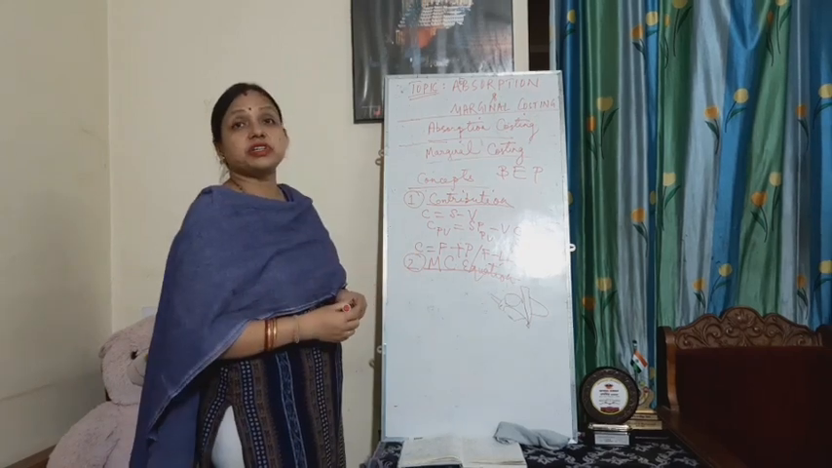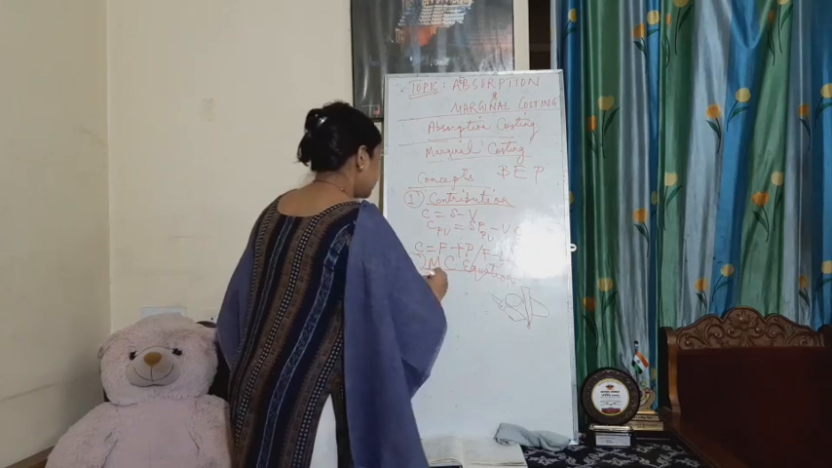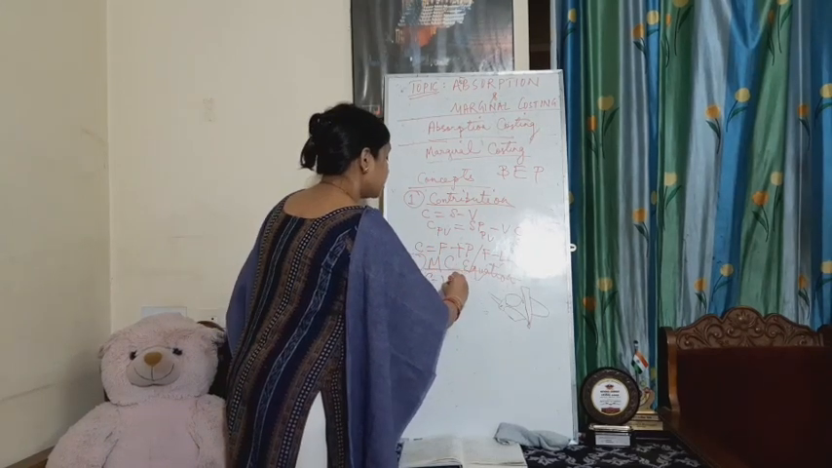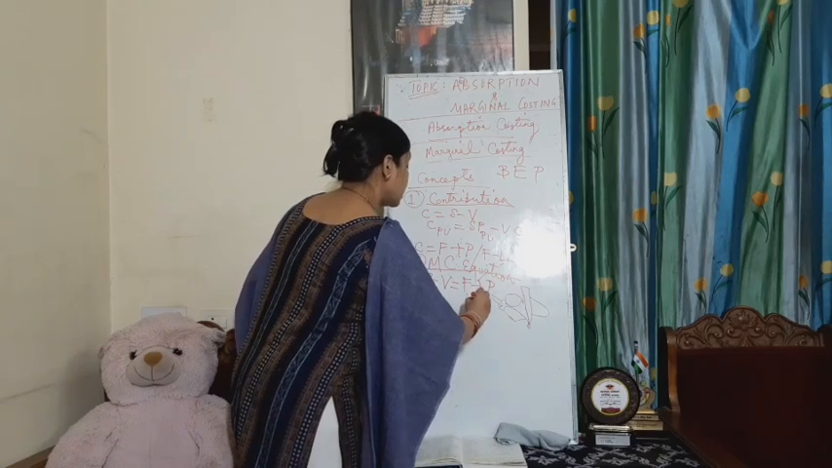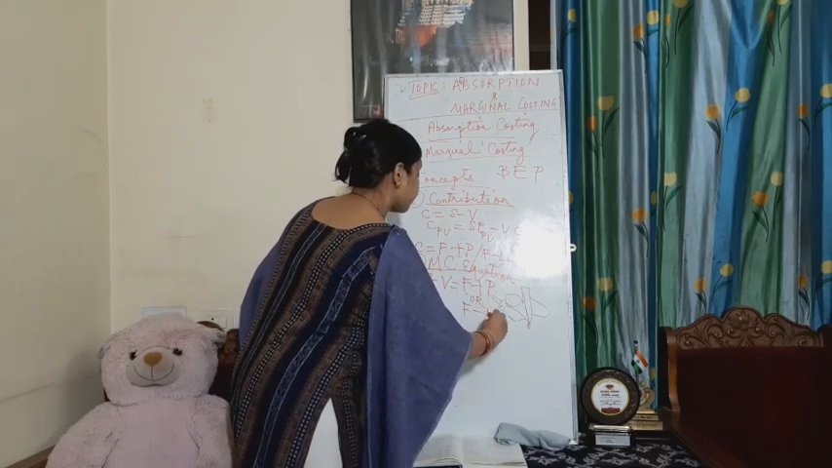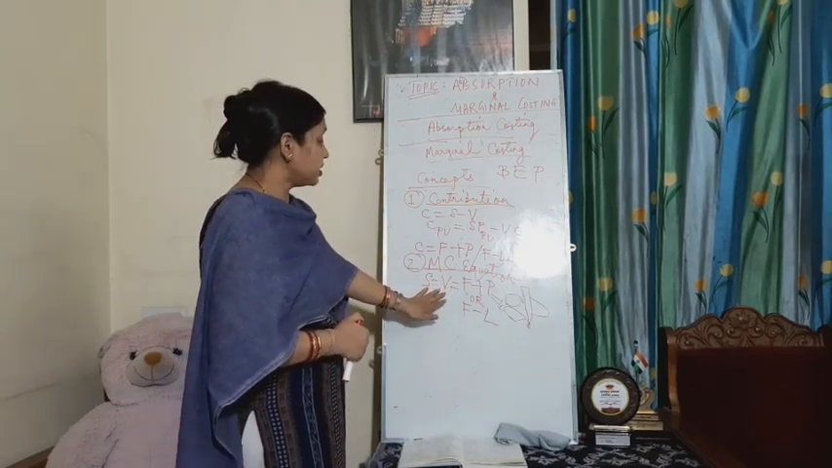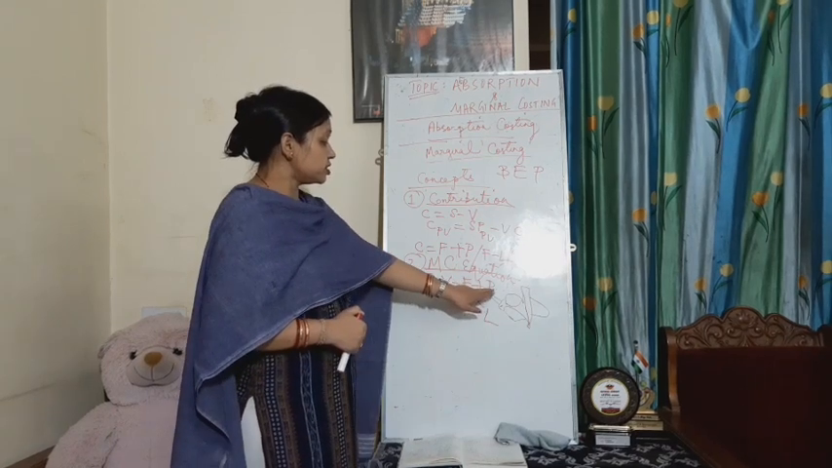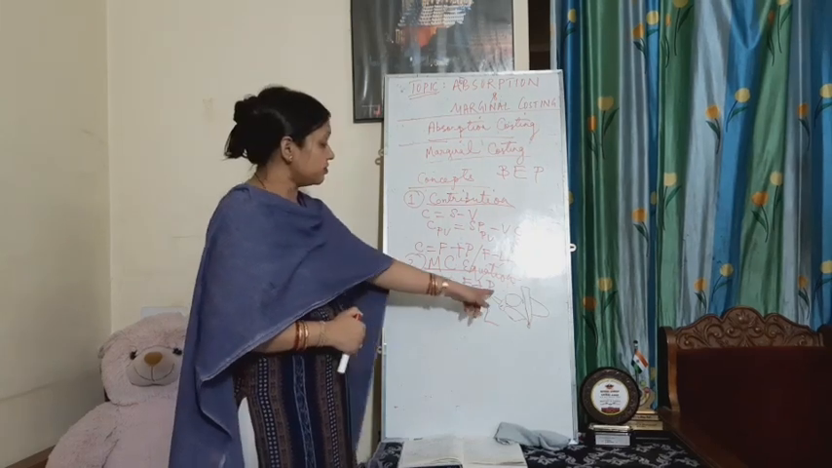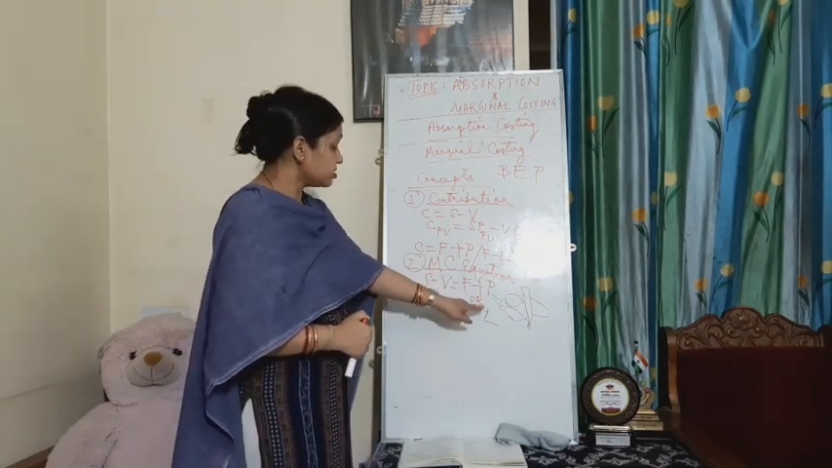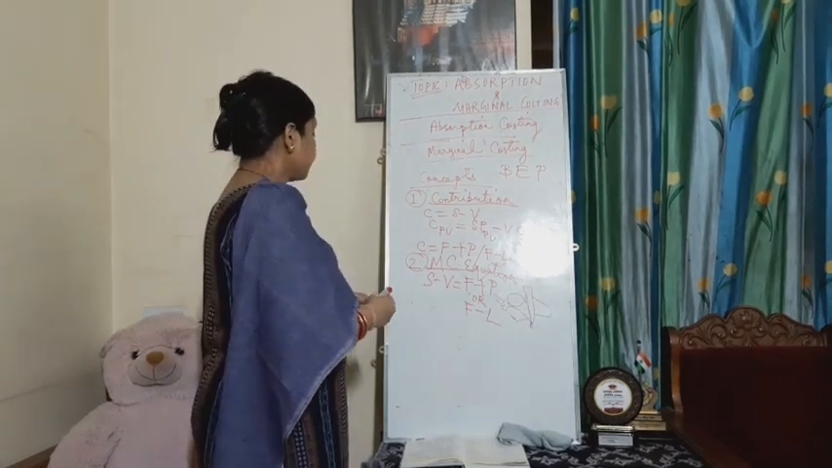Marginal cost equation. Now, students, marginal cost equation denotes like this: S minus V equals F plus P, or F minus L. So, S minus V means total sales minus total variable cost equals total fixed cost plus total profit, or total fixed cost minus total loss. In case there is profit, we will use the former formula. In case there is loss, we will use this formula. This is called the marginal cost equation.